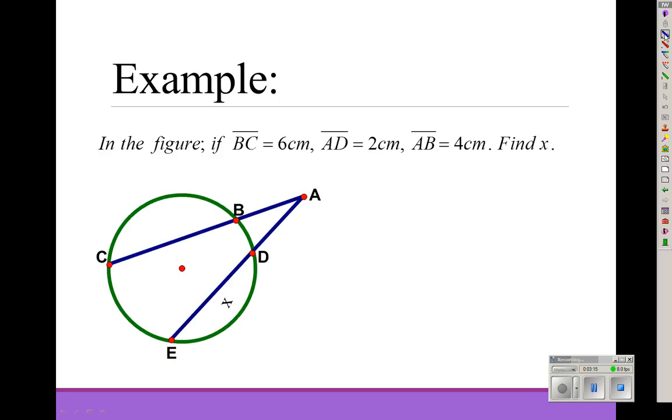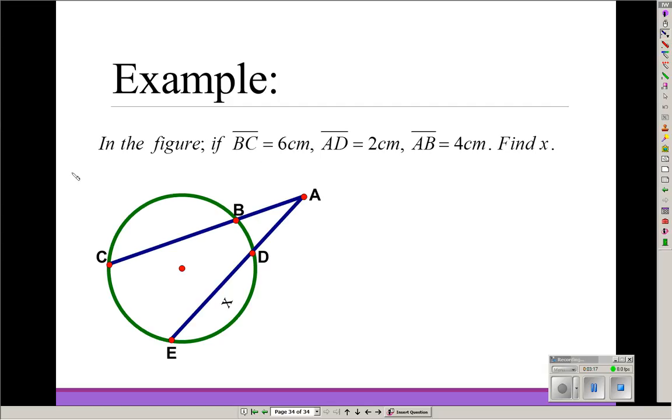For this example, find X if the measure segment BC is 6 centimeters, measure segment AD is 2 centimeters, and the measure segment AB is 4 centimeters. Find X. Well, I have two secants, so we'll use the formula outside times the whole thing equals outside times the whole thing.